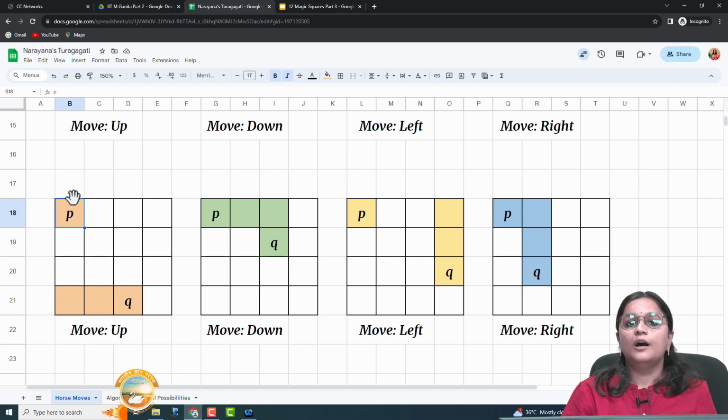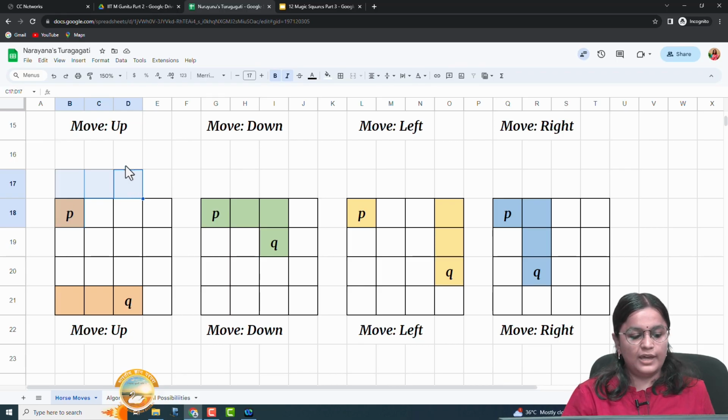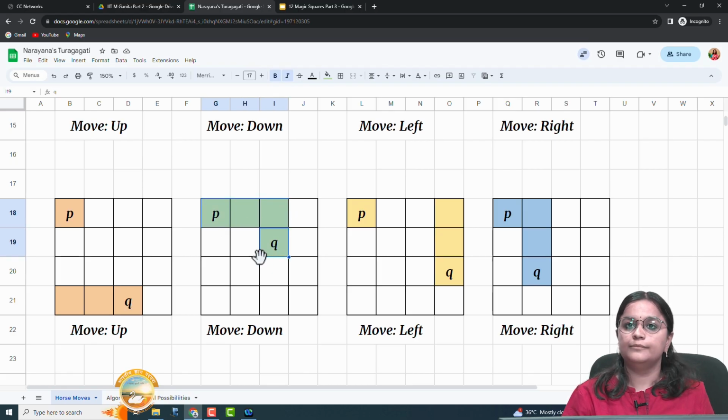Now let us assume our starting point is P in this box. For an up move, what we do is we go up and make 2 moves, right? Since this is outside the ambit of our magic square, we wrap it around and it comes down to this position. Similarly, for a downward placement, if we start with P here, we go 2 steps to the right and move down.